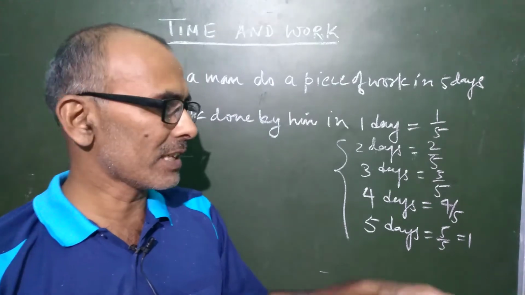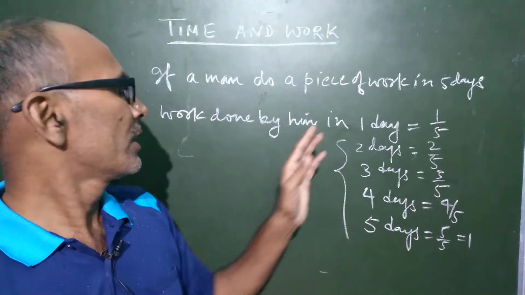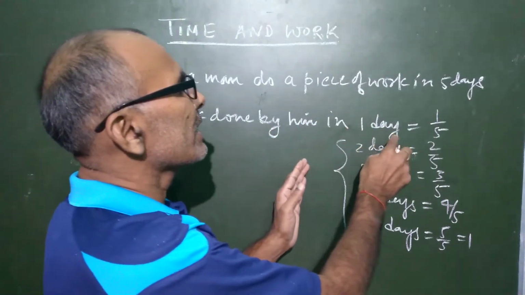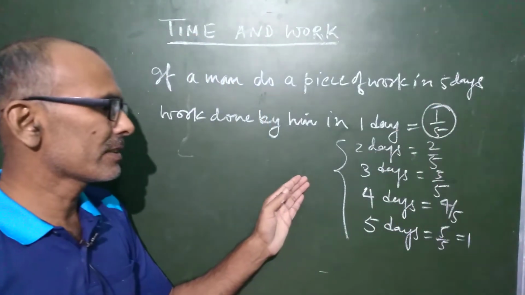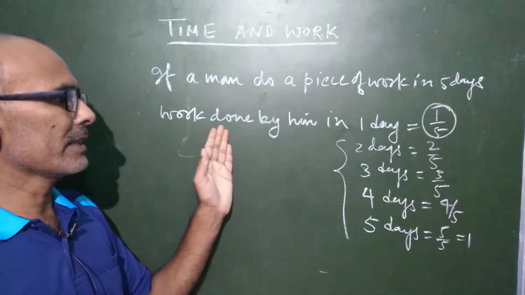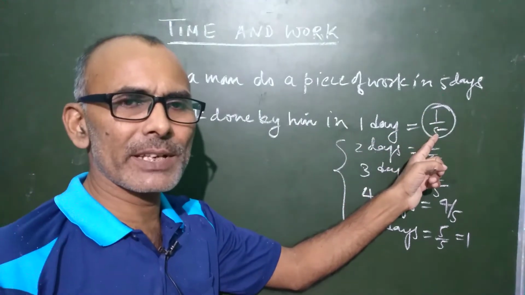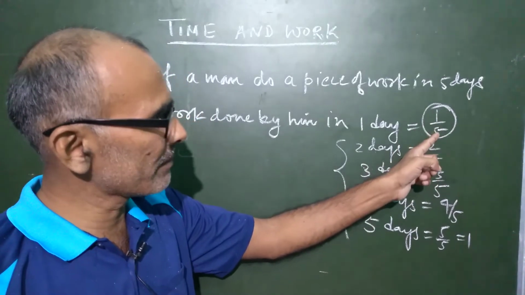Now see, just the opposite of that I am going to explain. Listen, if the work done by a man in 1 day is 1 by 5, try to understand this statement. Then how much time will he take to complete the whole work? Just the opposite of 1 by 5.